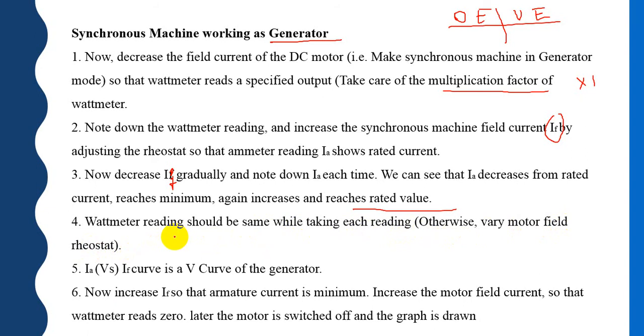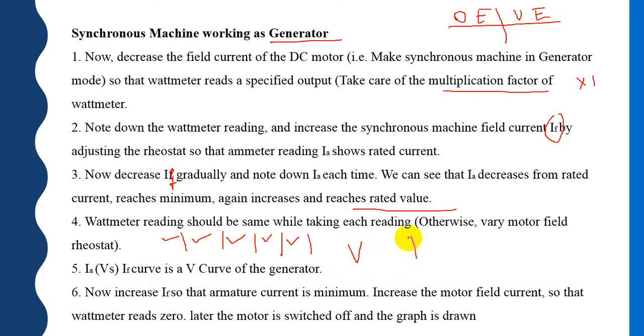So in this procedure, each time you have to note down IA, IF, the voltmeter value, that is voltage, and total power, that is W1 and W2. After recording the tabular column, you can plot the graph of IA versus IF. If you plot that graph, you will get a curve which resembles the alphabet V. Hence the name of the experiment, V curve of synchronous motor.